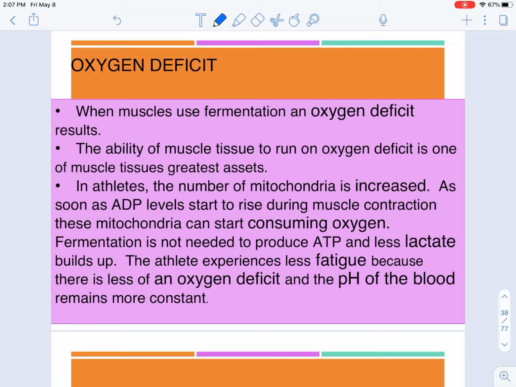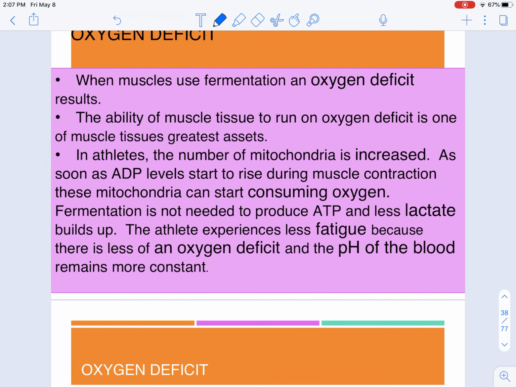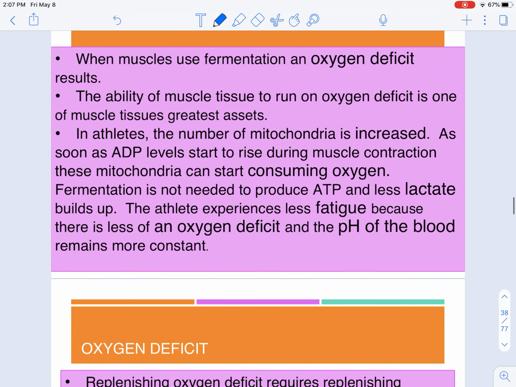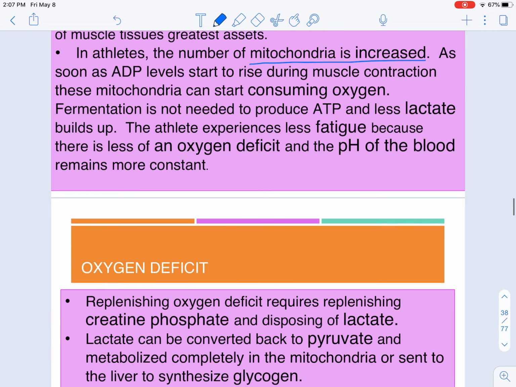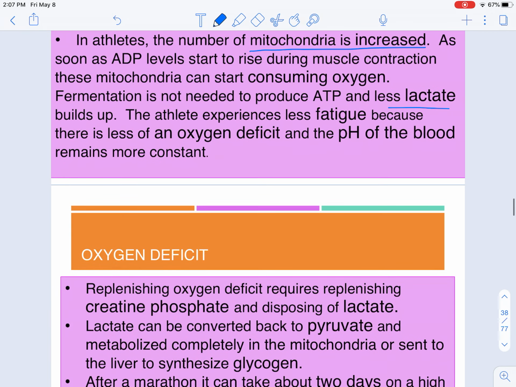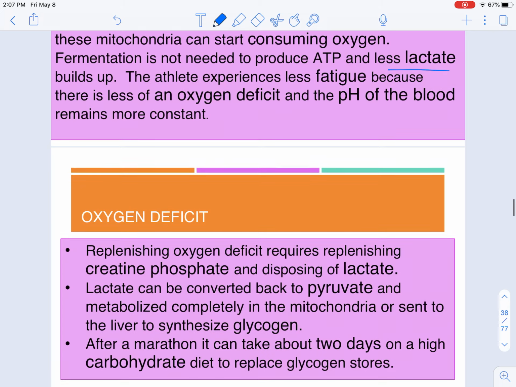Okay. Last little bit here is that oxygen debt or oxygen deficit is going to cause that fermentation to be necessary to provide a little bit of ATP. However, it's not going to last very long because it's only a small amount, and it will create that lactic acid. They say in athletes, they build up more mitochondria in their muscle cells because of their constant use of their muscles. So they then possibly will have less lactic acid than someone who hasn't built up that same muscular strength.